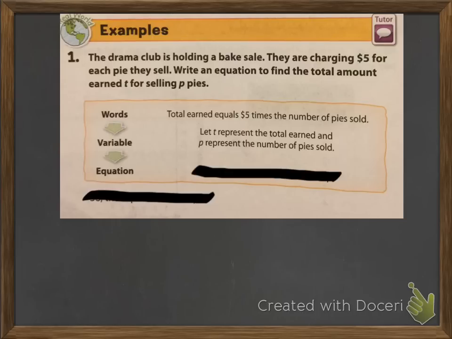So this says the Drama Club is holding a bake sale. They charge $5 for each pie. So see, you have that $5 for each pie. You know that's probably going to be listed with a variable because each pie is $5. So then it says to write an equation to find the total amount earned, T, for selling P pies. So here they've already told you what the variables are.